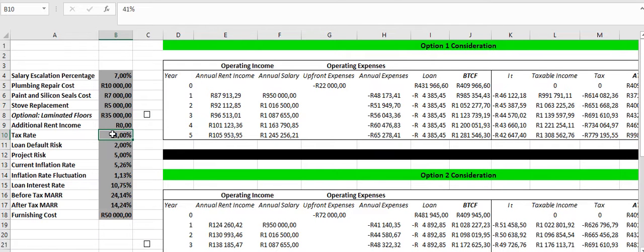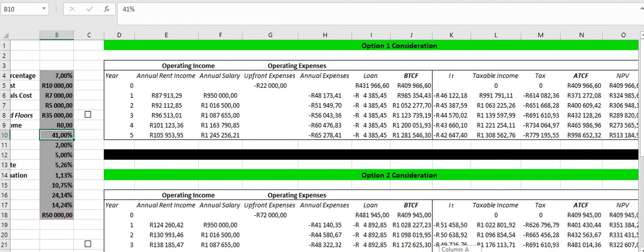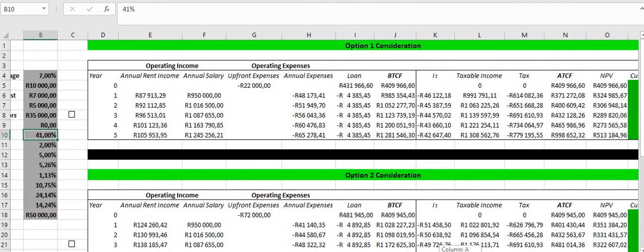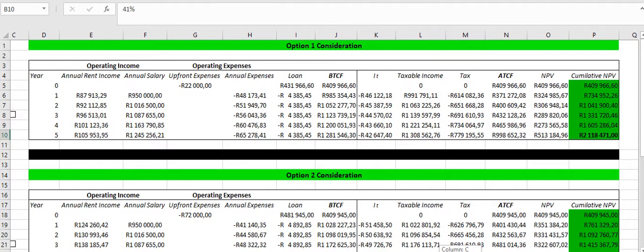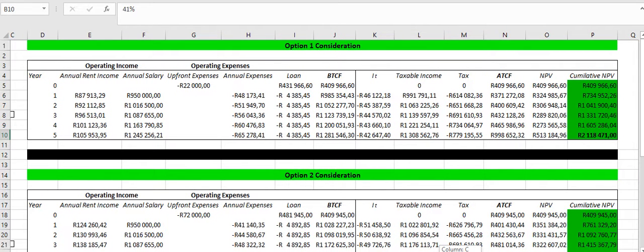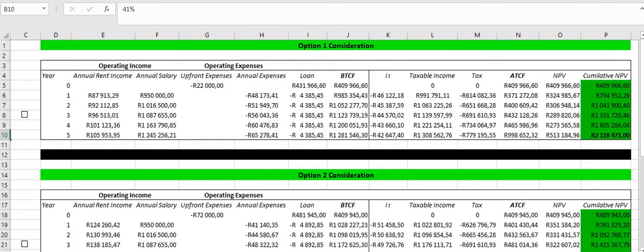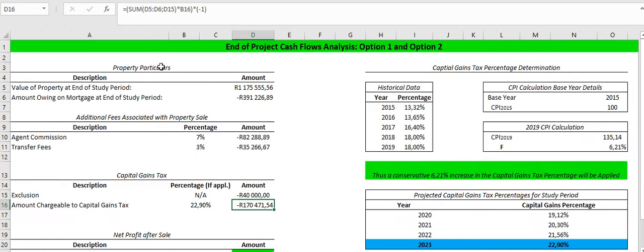To calculate the tax value for each period, after-tax cash flows and net present values were calculated and accumulated to realize a final net present value of 2,118,571. This is inclusive of the net profit of the sale of the property at year 5 after deductibles as calculated in the project cash flow worksheet, the end of project cash flow worksheet, which can be seen over here.